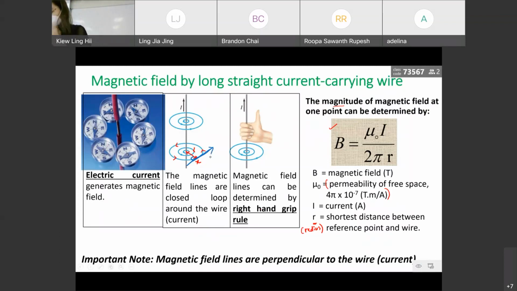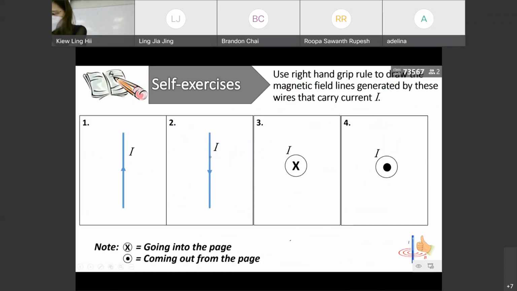So now, I would like you to, these are the pre-lecture exercises. If you have gone through the videos, there are some exercises for you to try. So I would like you to check your answer on there. I will only do one question, let's say questions 2 and 3. How do you determine the direction? Since current is going downwards, your thumb points downwards, and the direction of magnetic field will be like this.